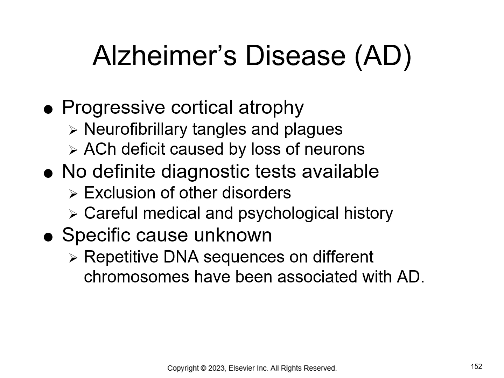Neurofibrillary tangles in the neurons and senile plaques are found in large numbers in the affected parts of the brain. The plaques disrupt neural conduction. There's also a deficit in the neurotransmitter acetylcholine. There are no definite diagnostic tests available. We diagnose by excluding other disorders and by obtaining a careful medical and psychological history. The specific cause is unknown. There are repetitive DNA sequences on different chromosomes that have been associated with Alzheimer's, though.